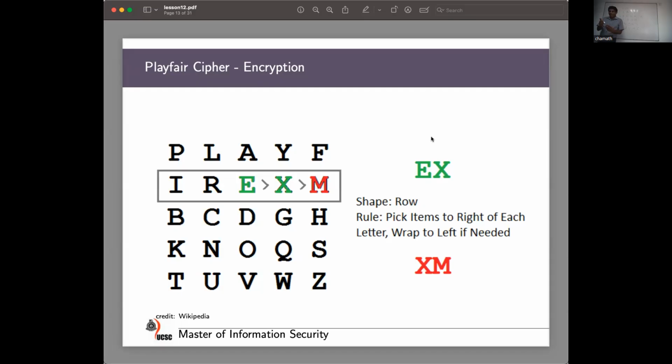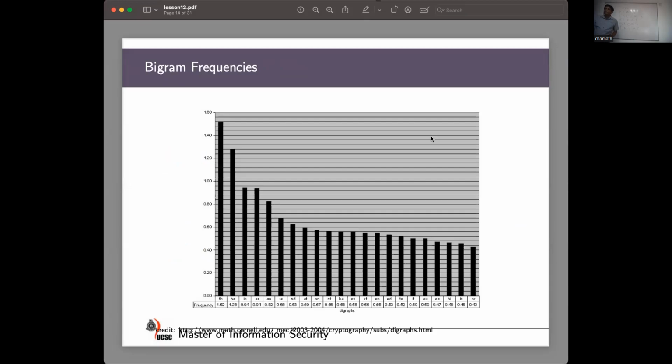Not really, because people have found there are bigram frequencies as well. These are the bigram frequencies. You take two letters at a time, and there are certain patterns, certain frequencies. Then we can use trigrams, but there are trigram frequencies as well.